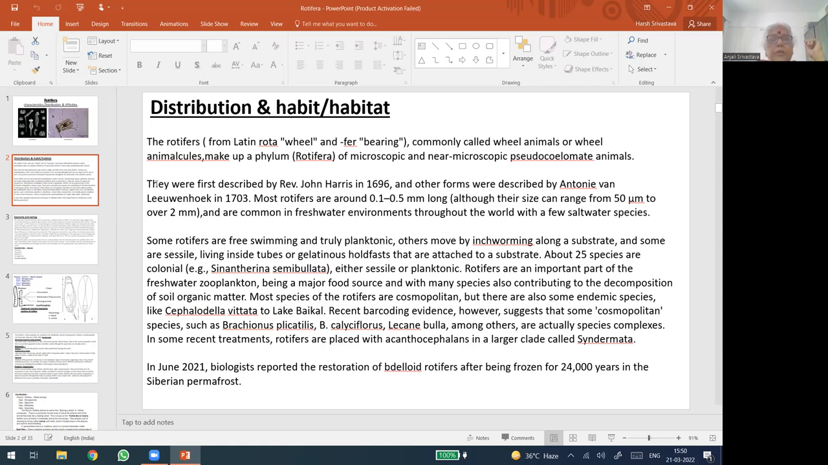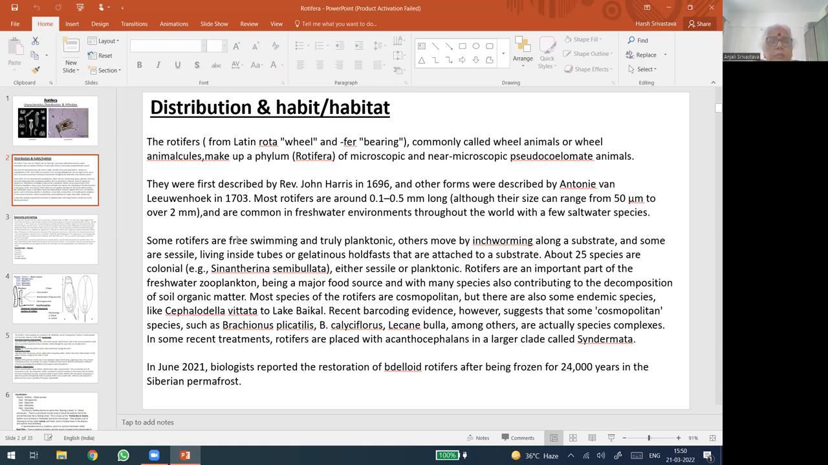Regarding the history, the rotifers were first described by Rev. John Harris in 1696, and other forms were described by Anthony van Leeuwenhoek in 1703. Most rotifers are around 0.1 to 0.5 millimeter long. That is, they are very microscopic animals. Their size can range from 50 micrometers to over 2 millimeters, and they are common in freshwater environments throughout the world, with a few saltwater species. Generally they are freshwater animals, but a few marine species are also reported.